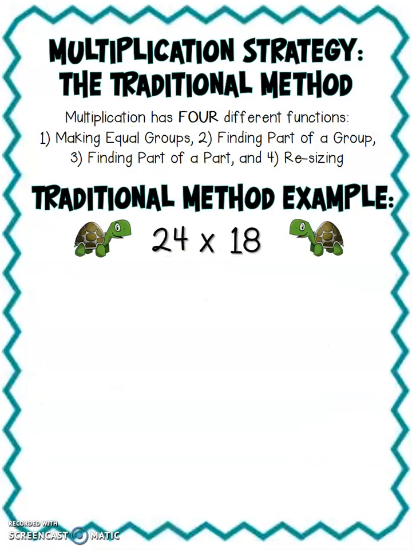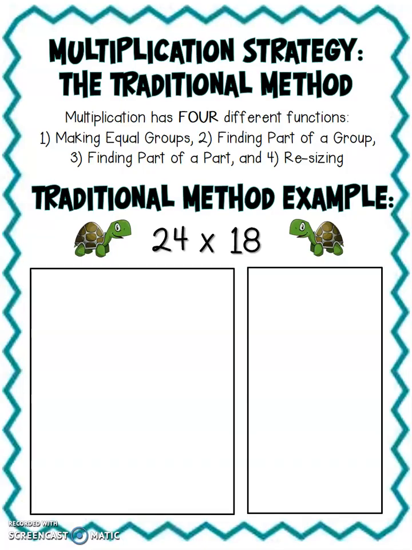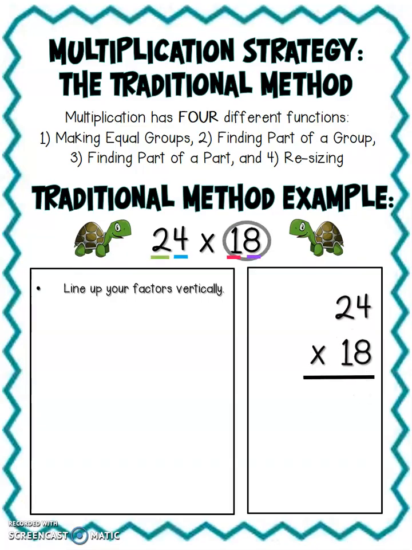This is where you might have heard this method called the turtle method. So I'm still going to do the same first step. I still need to line up my factors vertically. Now this time I have 2 digits in both of my factors. So it doesn't matter if I put the 24 or the 18 on top. Usually for me, I just pick the one on the left goes on the top, the one on the right goes on the bottom. I'm still going to start in the ones place.